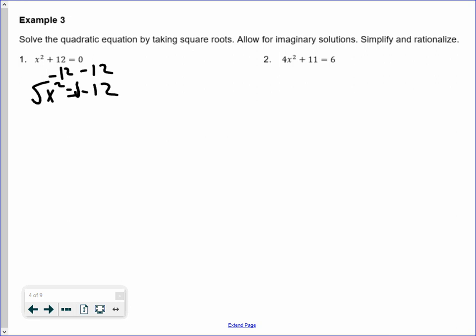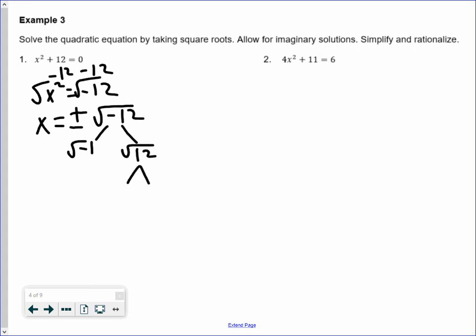Then we're going to take the square root of both sides. And remember, if we ever take a square root of a variable, we put plus or minus. So we have x equals plus or minus the square root of -12. And we need to split this up, right? -12 is the same thing as -1 and 12. And like we saw before, we can do the prime factorization of square root of 12.